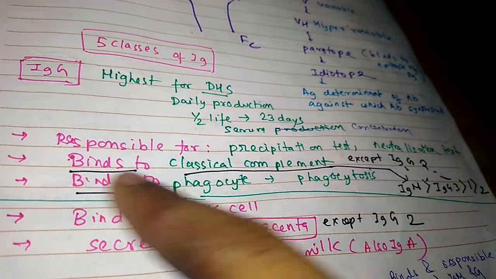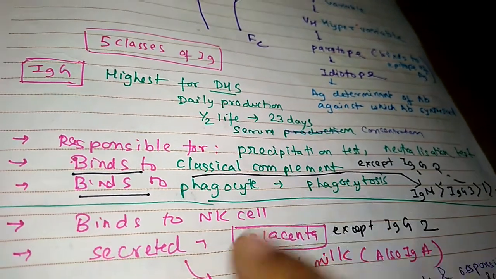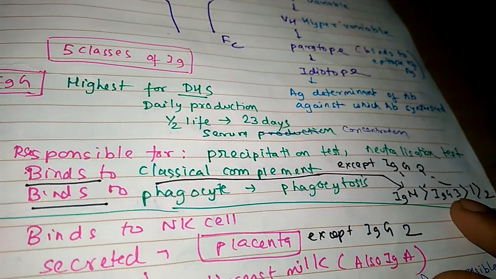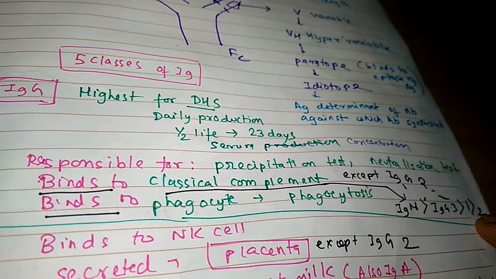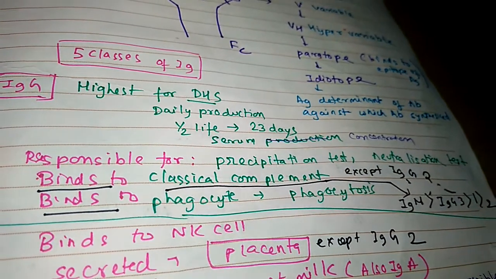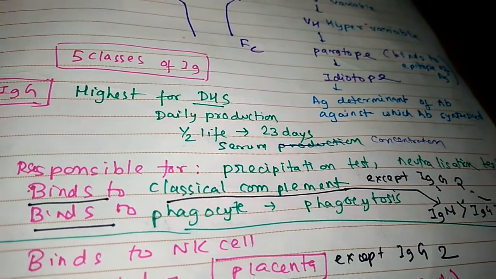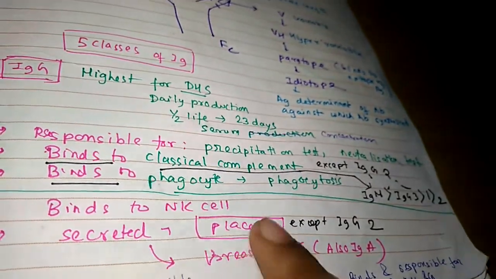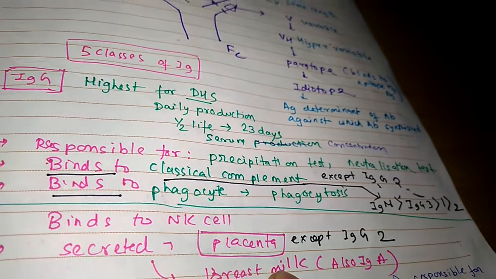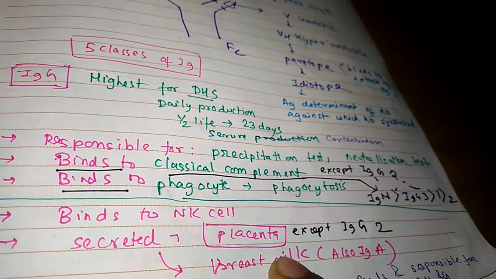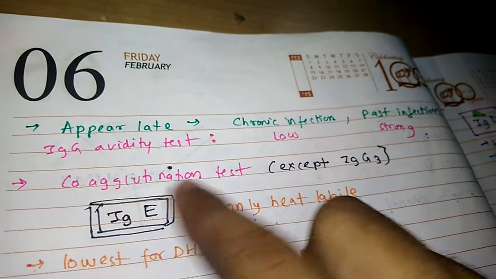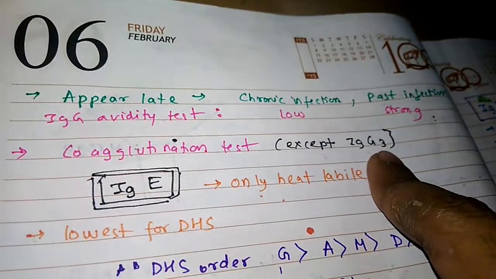We have an order for binding of the classical complement pathway, which is IgM, IgG3, IgG1 and IgG2. IgG2 has the least binding effect and is almost said to be not binding. It is secreted in the placenta and breast milk, but IgG2 is not secreted in the placenta. We have to remember that. As I told you before, it also acts in the coagulation test except IgG3.